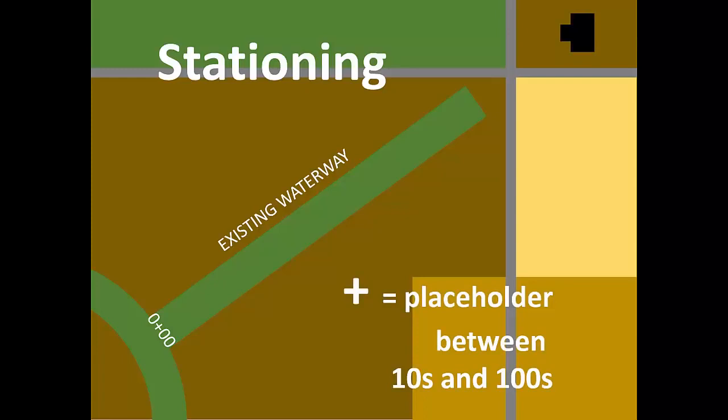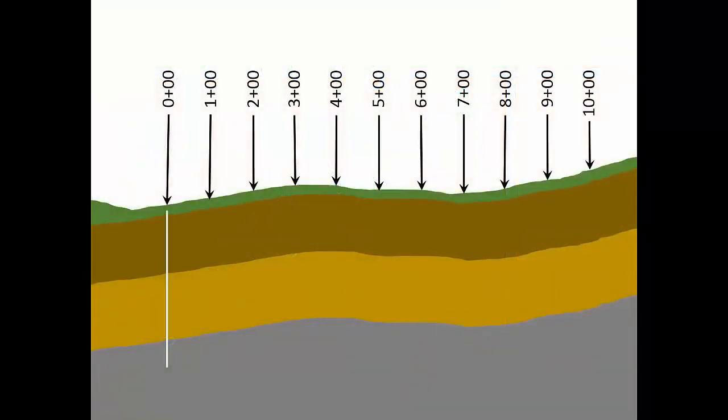By measuring along the waterway center line, we can mark a new station every 100 feet. Remember, the plus sign in this station is a placeholder between the tens and 100s places. So when we've measured 100 feet from the 0+00 origin, we can mark that as station 1+00. Station 2+00 is 200 feet from the origin. Station 3+00 is 300 feet from the origin.